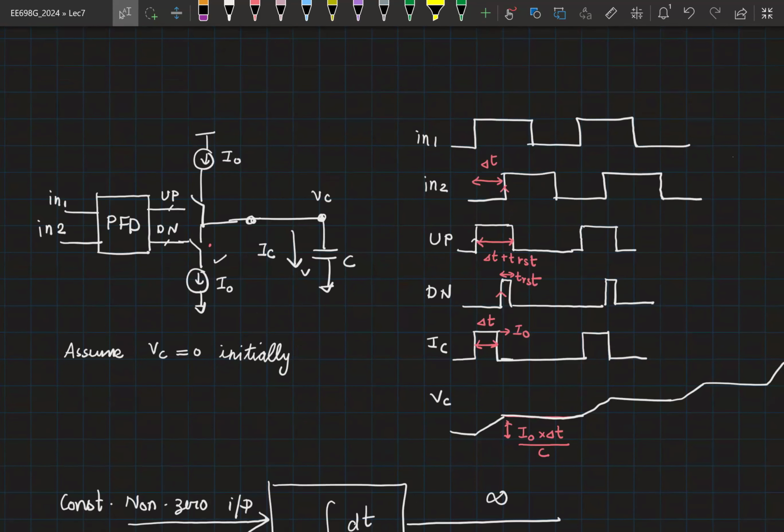The PFD is being defined by the PFD. Correct. From the PFD, you get up and down as the output. Using this up and down, you control the charge pump such that the charge pump is giving you some current, ICP. The same ICP flows as the current IC through the capacitor.